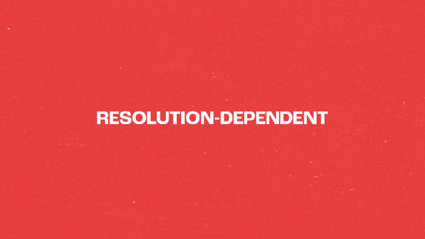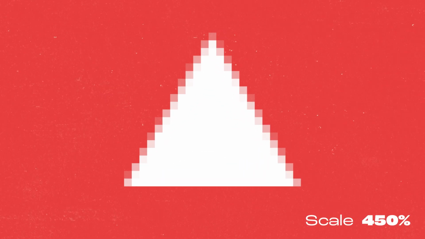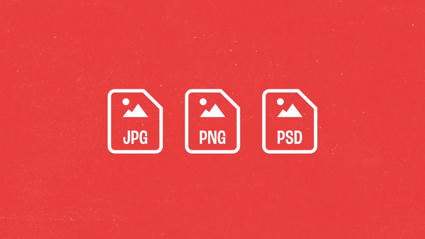Let's start with raster graphics, the most common of the two. A raster image is made up of tiny squares called pixels. And these guys come together to form a complete image, whether it be a photo, a digital painting, or a texture design. One thing to keep in mind is that raster graphics are resolution dependent. So if you try to scale them up too much, they'll start to lose quality and get pixelated as a result. Some of the more common raster file types you'll find will be JPEGs, PNGs, and PSDs.